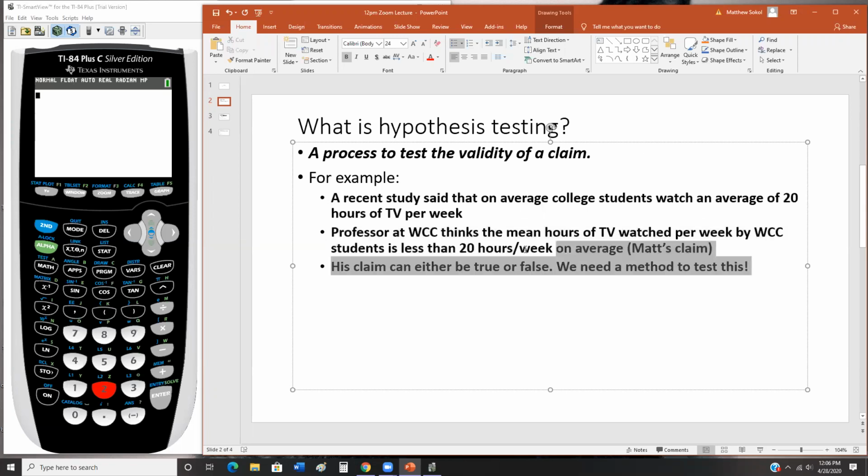So the thing is, when I make a claim like that, it can either be true or false, right? So I can either be correct or I can be incorrect. So what we need now is a method to test that claim, to see if it's true or to see if it's false. And that's what hypothesis testing is. Hypothesis testing is going to be a 5-step process to help us test the validity of this claim that I'm making.